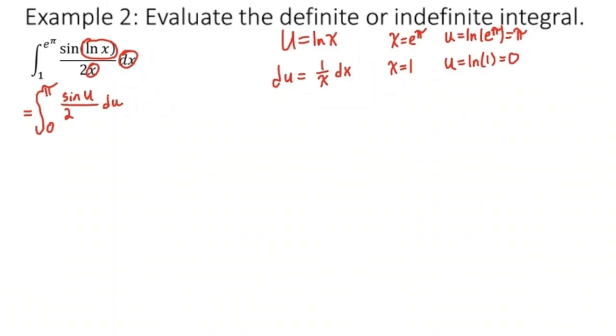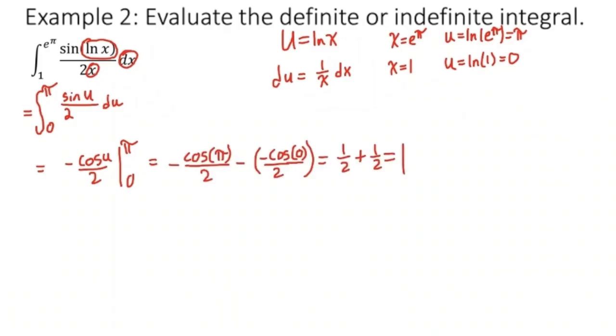Now with our bounds changed, we can find our antiderivative. Our antiderivative would be negative cosine u over 2, which we're evaluating from pi to 0. And when we plug in our bounds and simplify, we get that our definite integral is equal to 1.